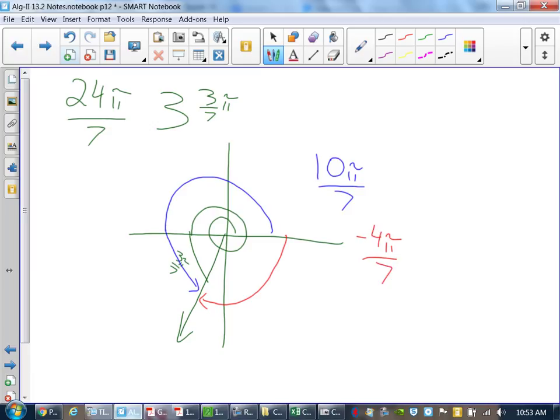Do you need to write it 10 pi over 7 or like 10 over 7 pi? It means the same thing. It's just more common to see it as 10 pi over 7. That's all. It means the exact same thing to me. Okay?